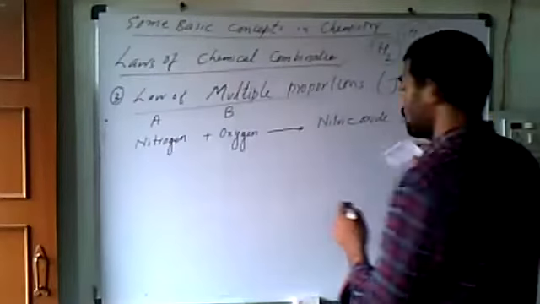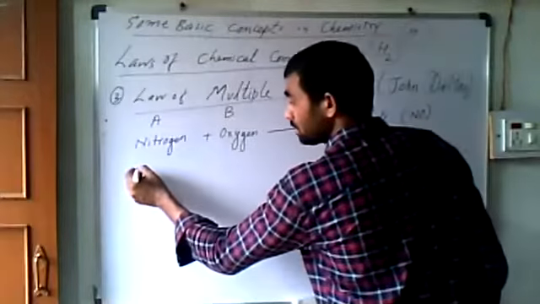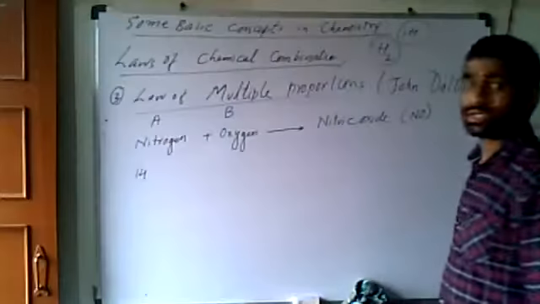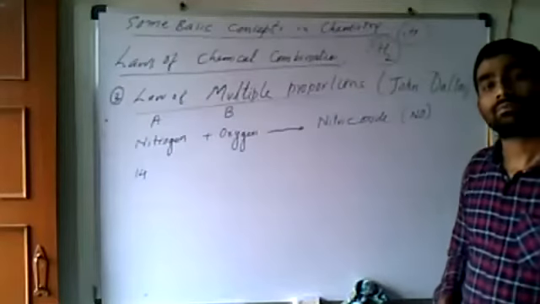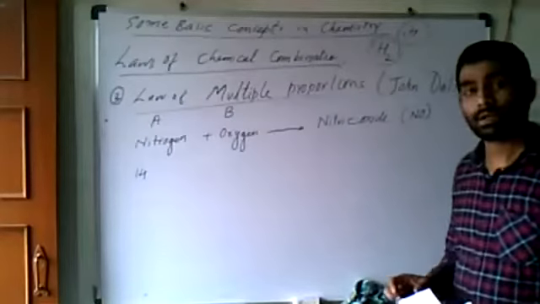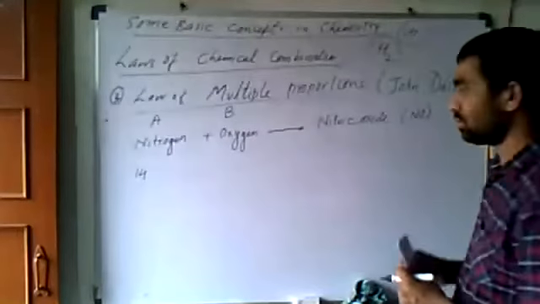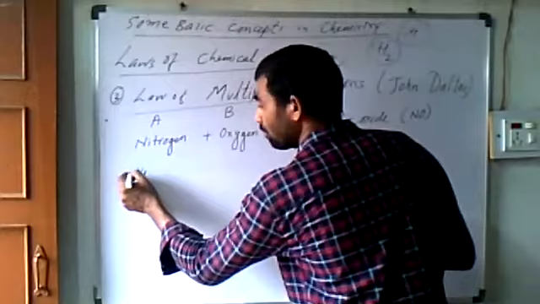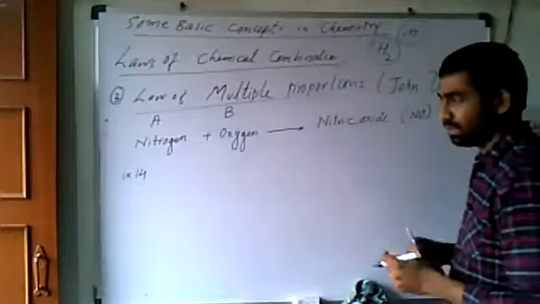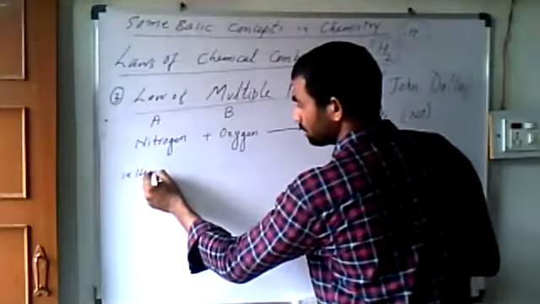There is one nitrogen, so I will write 14. How many oxygen? Only one oxygen. So one nitrogen, so I can add 1 into 14, which is equal to 14, right?